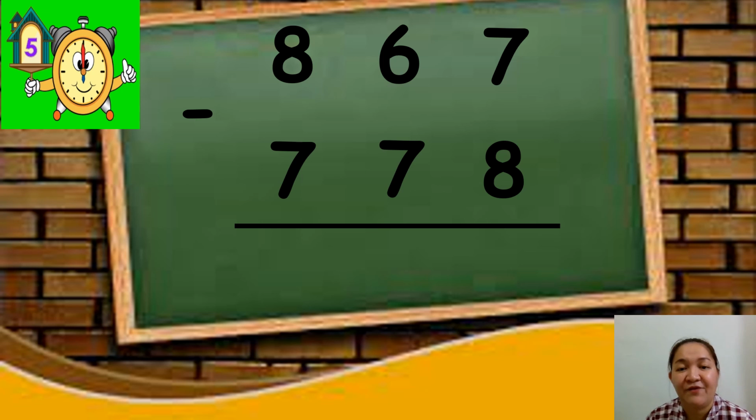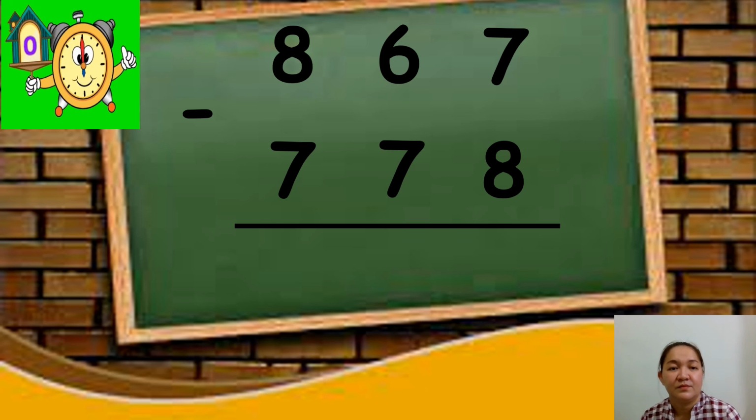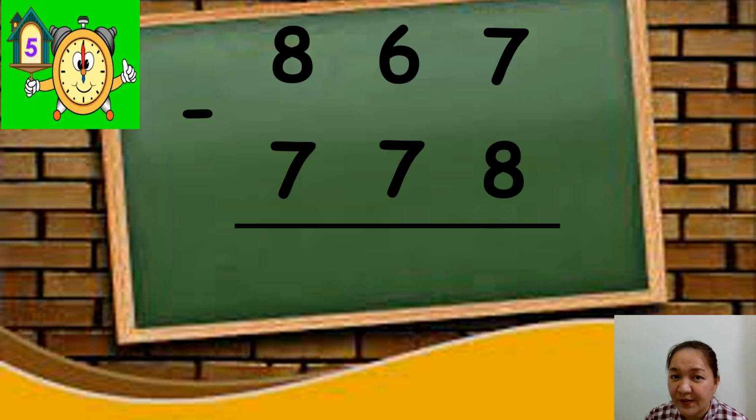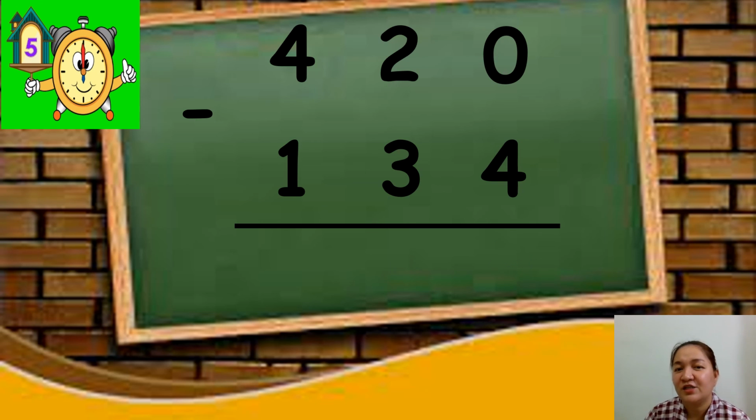867 minus 778. What's your answer? If your answer is 89, you're correct. 420 minus 134. What's your answer? 286. So if your answer is 286, you're correct.